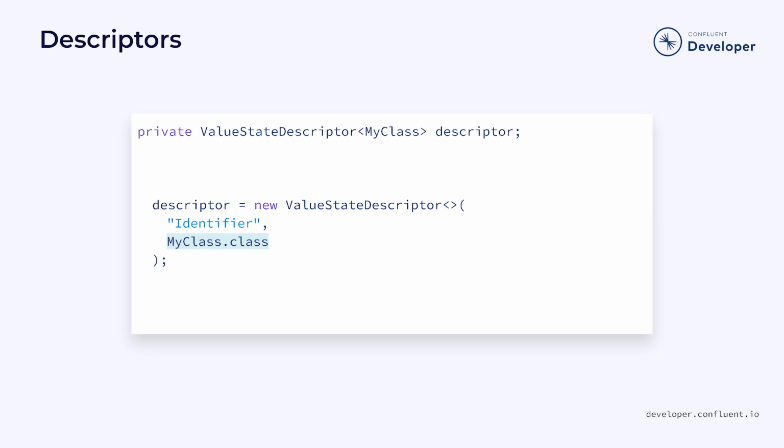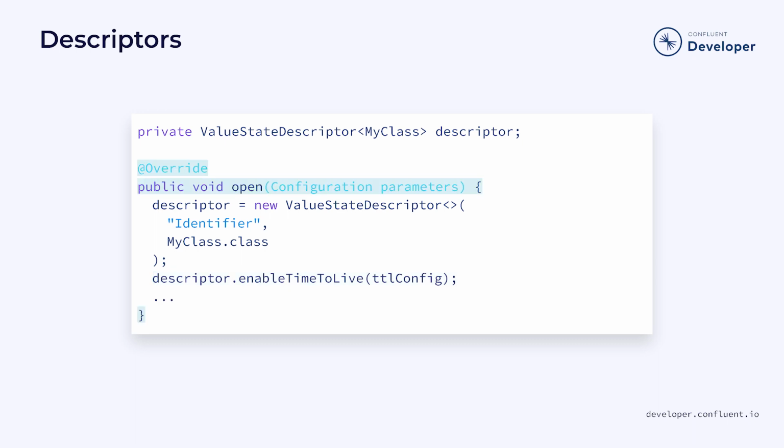For value state, it's simply the class of object that will be contained in the state. For reducing state, it includes the class of object, but also the reduce function that is applied on each insert. The descriptor also contains other functionality, such as setting a time to live value. This allows the state objects to expire after a certain period. Usually, the descriptor is initialized once when the function using it is created. Often this would be done by overriding the open method in a keyed process function or similar.